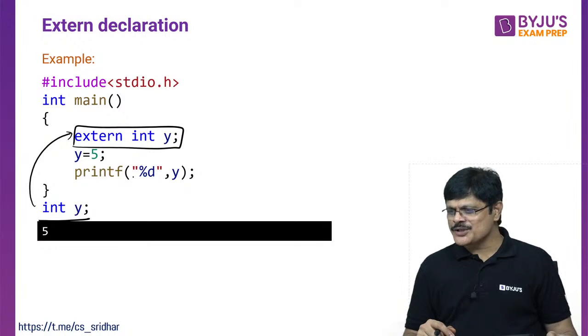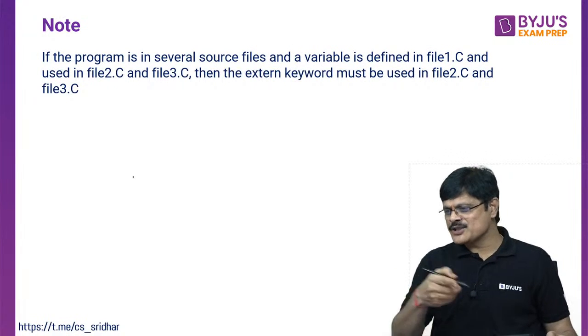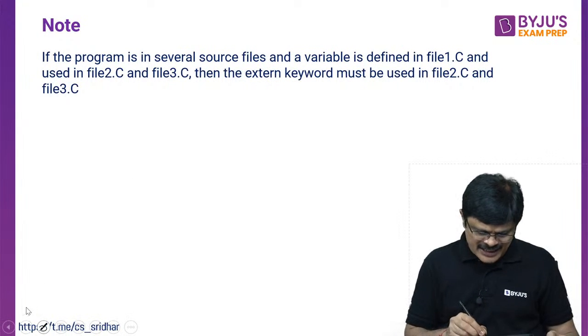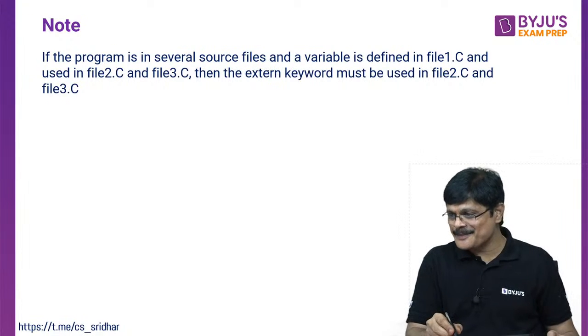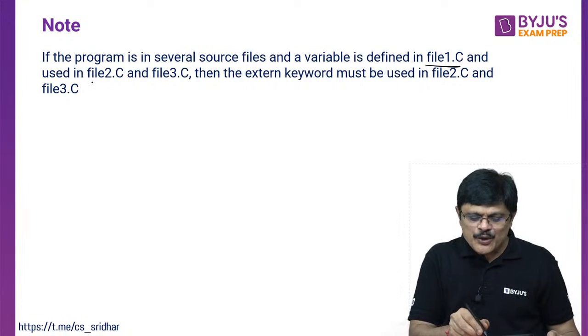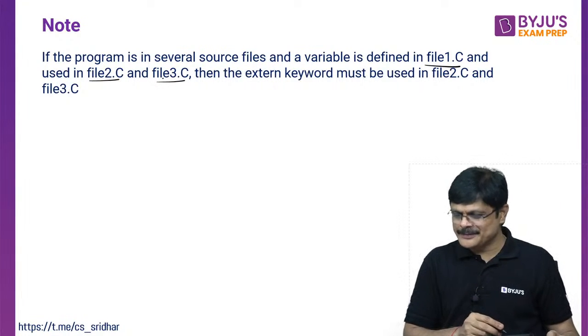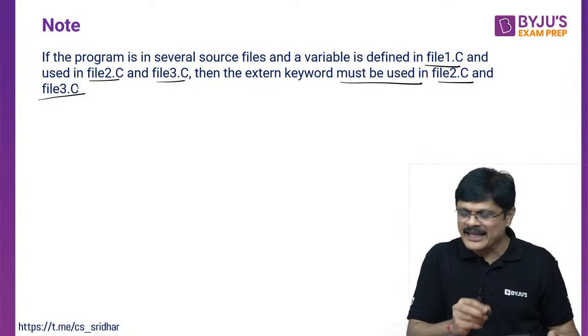Now comes the most important one, static. Okay, let me complete this first. Now this question someone asked, let me answer this. If the program is in several source files and a variable is defined in file 1 and used in file 2 and file 3, then the extern keyword must be used in file 2 and file 3.